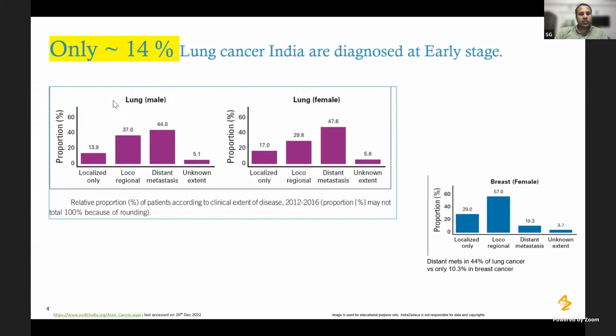Only 14% of lung cancers in India are diagnosed at an early stage. Mostly the patients with lung cancer present with vague symptoms to physicians, and it's very important that the physician should know how to pick and who to evaluate for lung cancer. In India, most lung cancers present at a very late stage. Around 44% of lung cancers among males present with distant metastasis, while 47% present with distant metastasis in females. In comparison to breast cancer, which often presents at an early stage, usually 57% present at a locoregional stage itself.